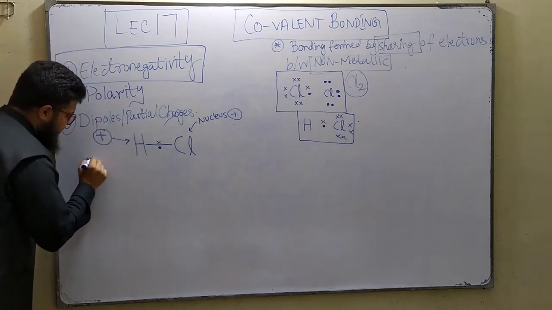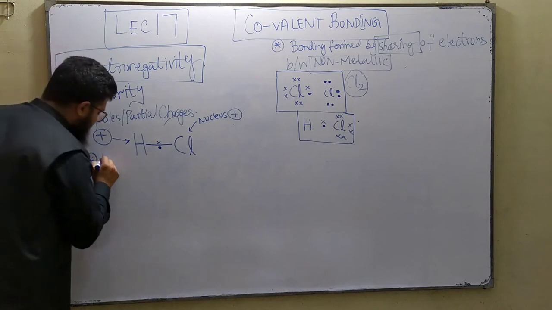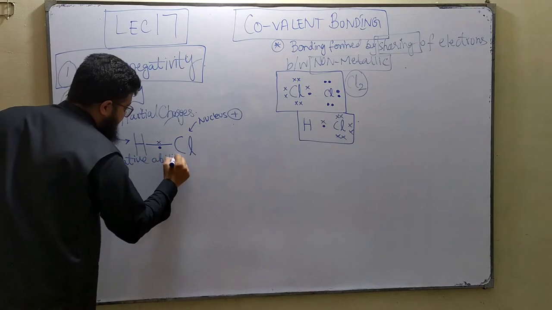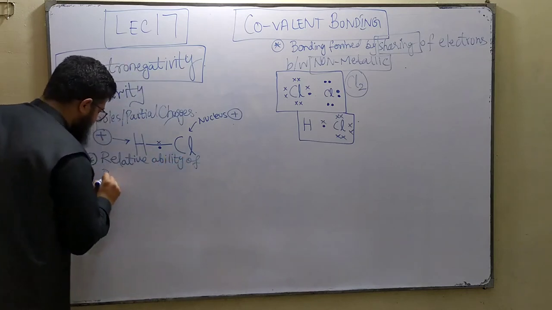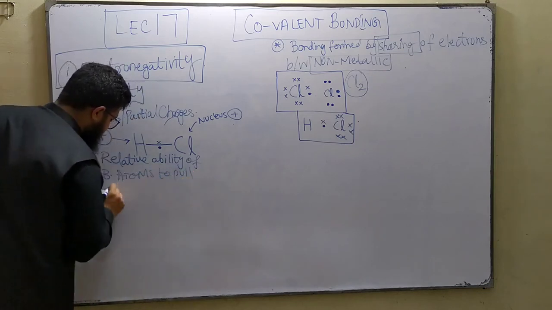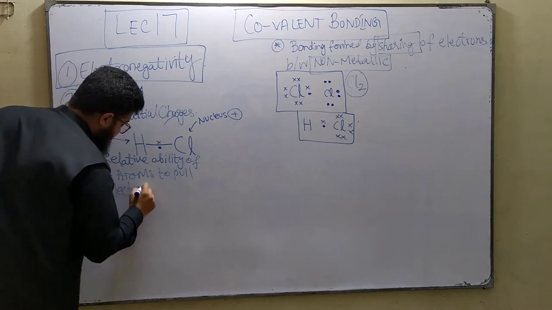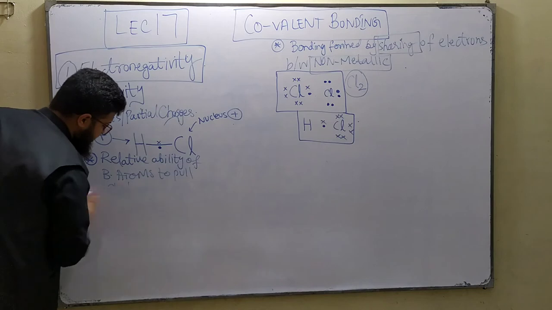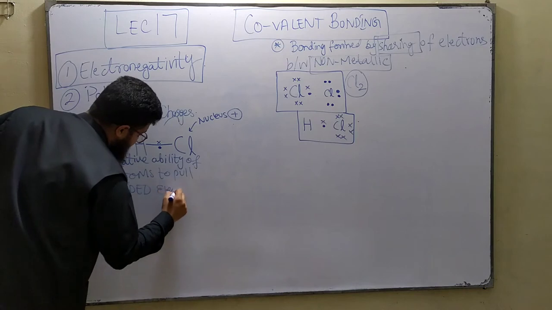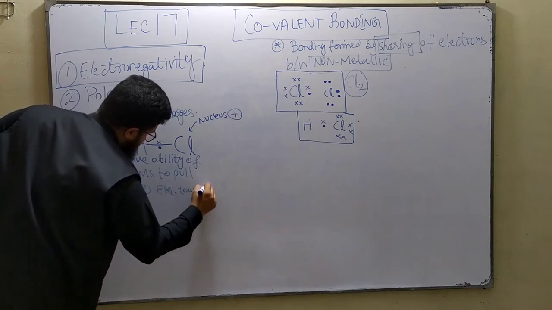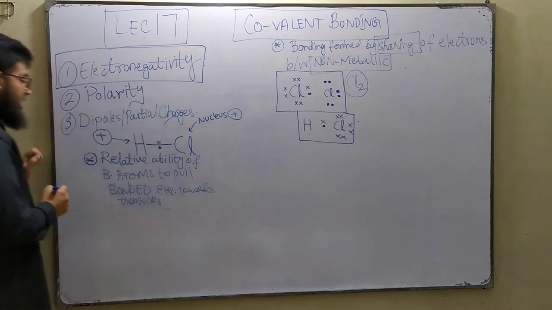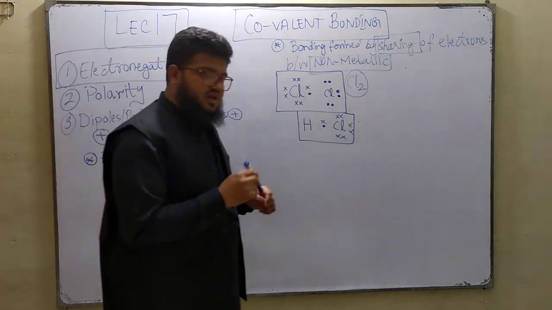I'll just quickly note it down over here. What is electronegativity? It is the relative ability of the bonded atoms to pull the electron density, or the bonded electrons, I should say, towards themselves. Okay, so this is what electronegativity actually means.